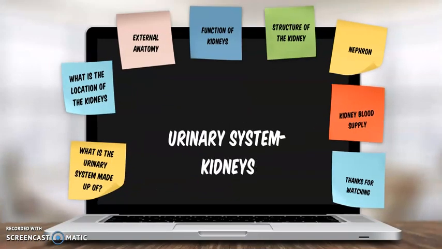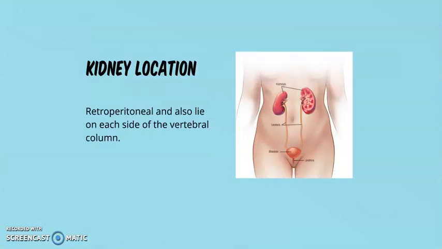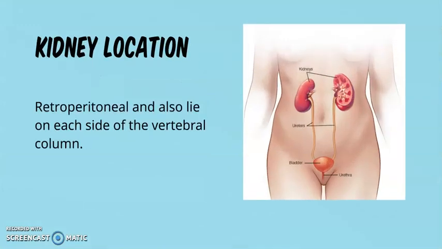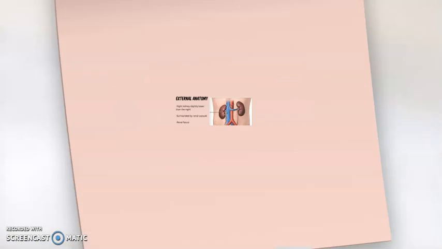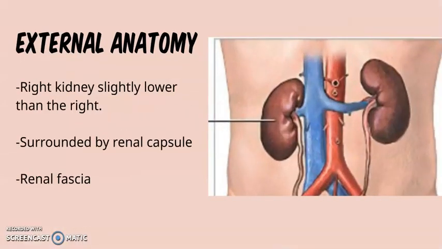What is the location of the kidneys? The kidneys are retroperitoneal, which means that they are behind the peritoneum and also lie on each side of the vertebral column. As you can see in this picture, the right kidney is slightly lower than the left due to the liver being located right above it.